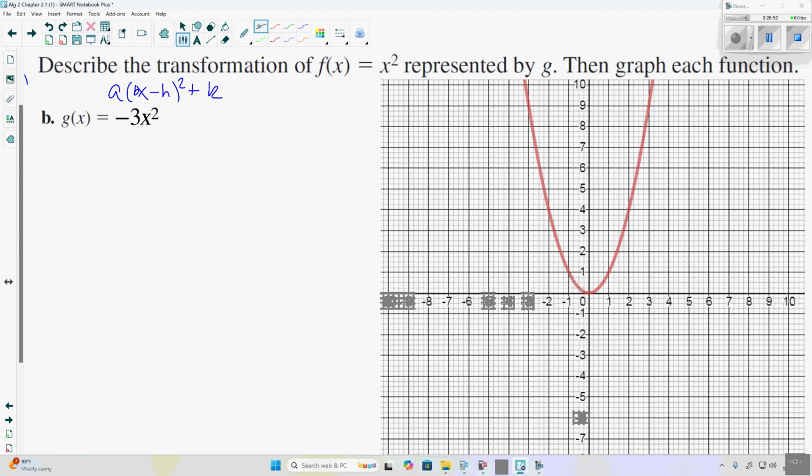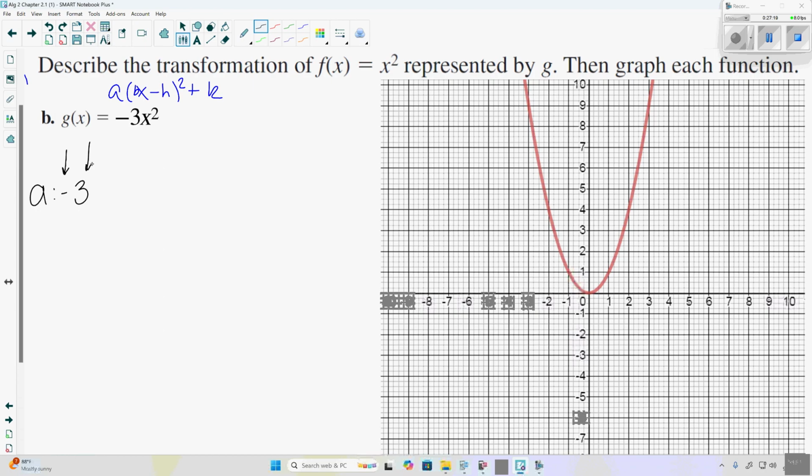Let's look at this next one here. Negative 3x squared. Is there a value of h for this here? No. Is there a value for k? No, we don't have parentheses. So that also means we don't have a value for b. The only thing we have is a is negative 3.